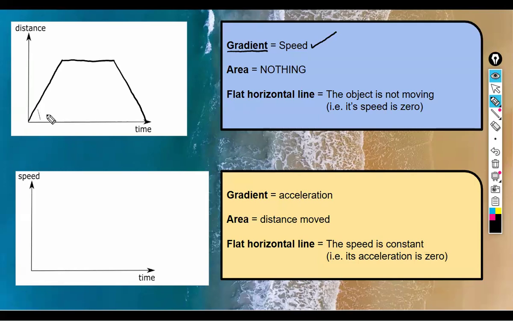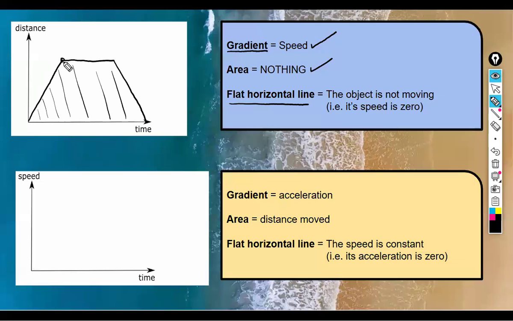If you find the area underneath the graph, it tells you absolutely nothing of importance. It's a trick question, right? And of course, remember, a flat line has a gradient of what? 0.